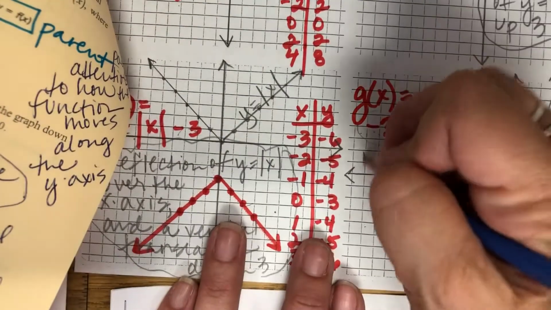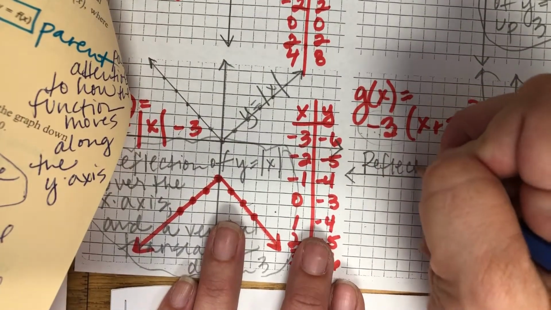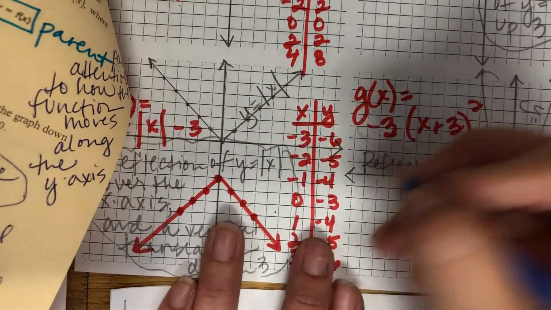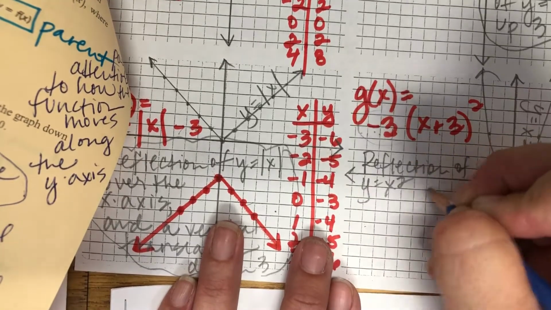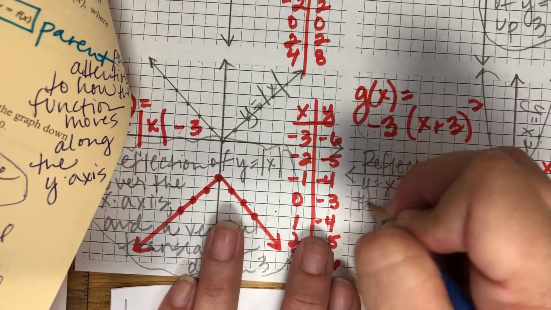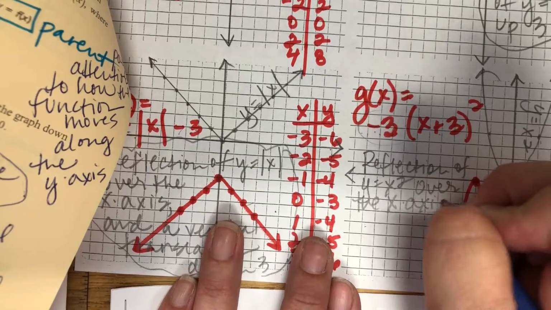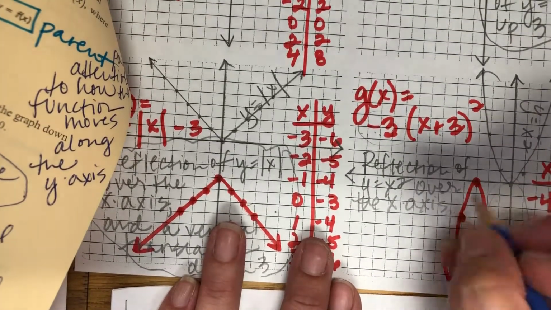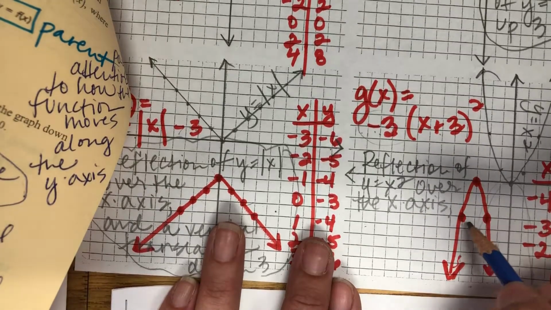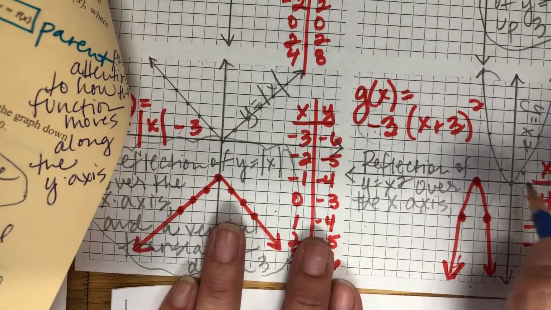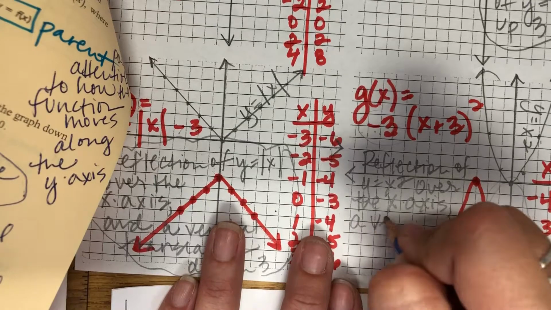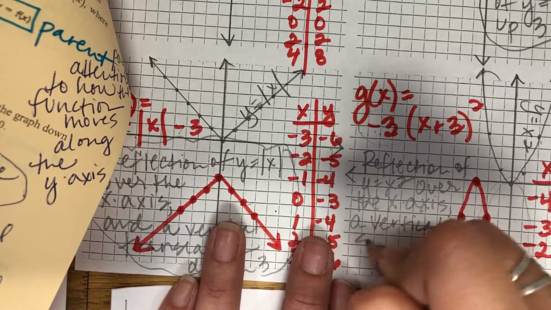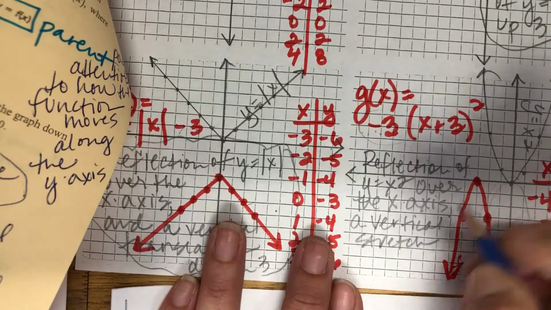So I had a reflection of y equals x squared over the x-axis. That brought it down to like this. Then it actually got skinnier. And getting skinnier is going to be a vertical stretch. It goes toward the y-axis, a vertical stretch by a factor of 3. I've already addressed the negative.